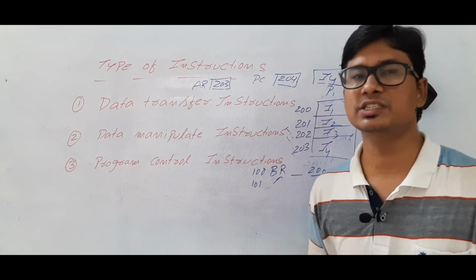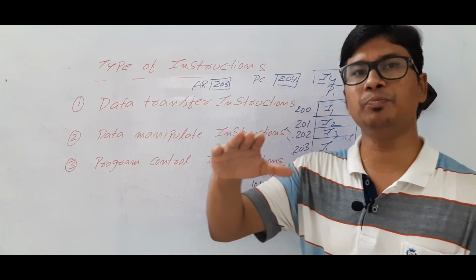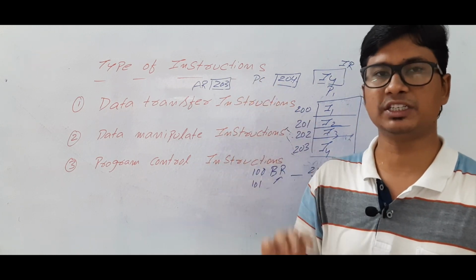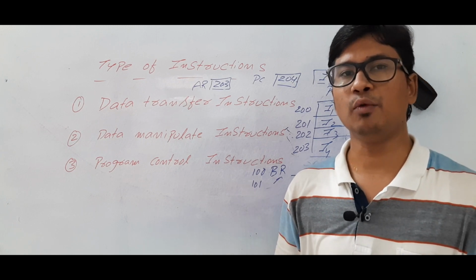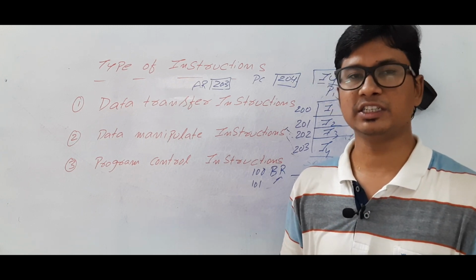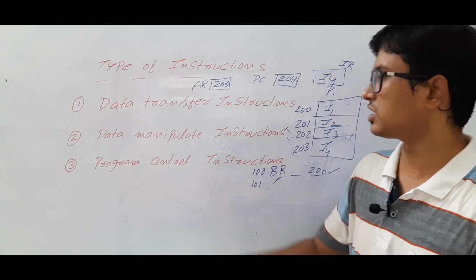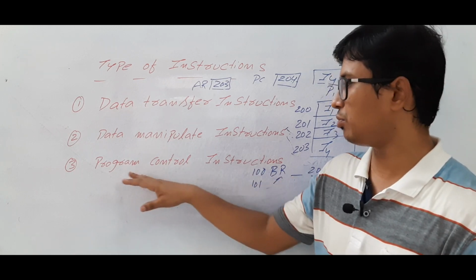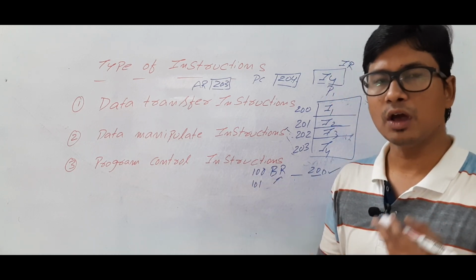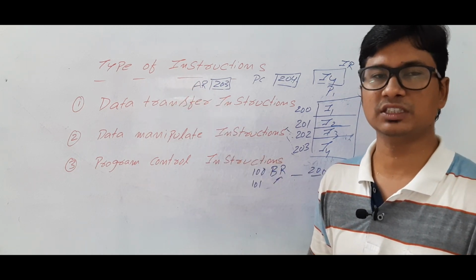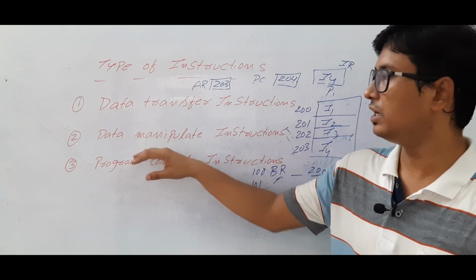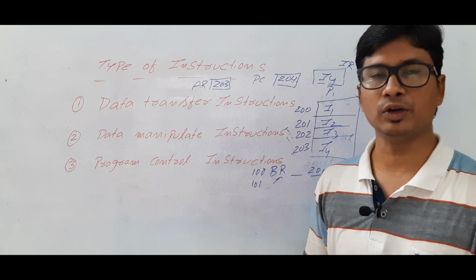Similarly, it applies to the jump, and it will be the same for the skip operation also. We will discuss the skip instruction. We can skip one instruction at a time. Then we also have call and return instructions. All these instructions we will discuss when we discuss the program control instructions. I hope you have understood the different types of instructions: data transfer, data manipulation, and program control instructions.